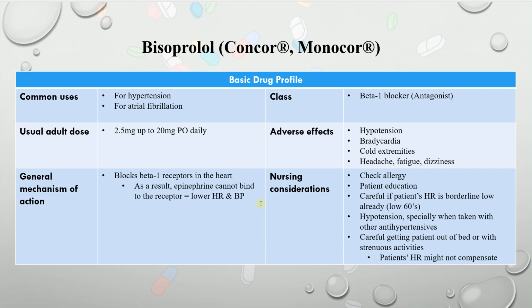Now, nursing considerations, you're going to check for allergies. As always, patient education. You've got to be careful if the heart rate is already borderline, let's say, in the low 60s, because it will drop it even further. Hypotension, especially if it's taken in combination with other antihypertensive medications. And be careful getting the patient out of bed or doing strenuous exercises. It might potentiate orthostatic hypotension. And because a patient is beta blocked, the heart rate might not compensate and they might faint.